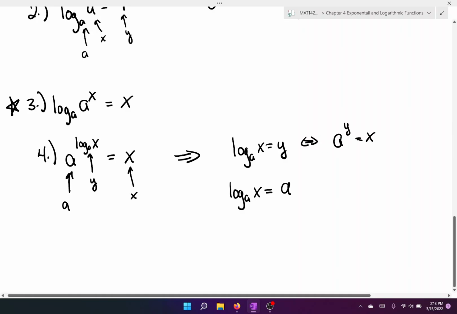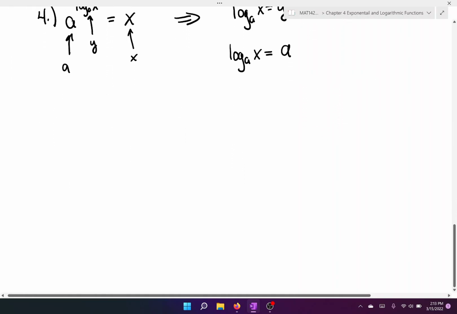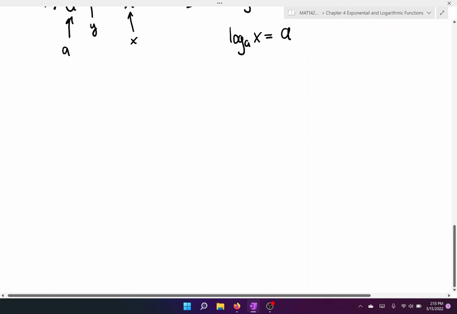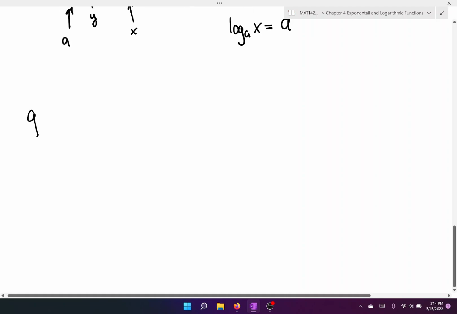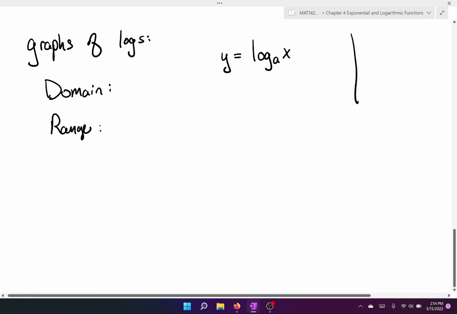Okay? So, like I said, make sure you know these properties here. We're just going to zoom up here. We're going to move up because we're going to look at graphs of logs. All right? And graphs of logs really aren't that difficult. The thing that you really want to remember here is the domain and range. So, in general, y equals log base a of x is going to equal this graph right here.